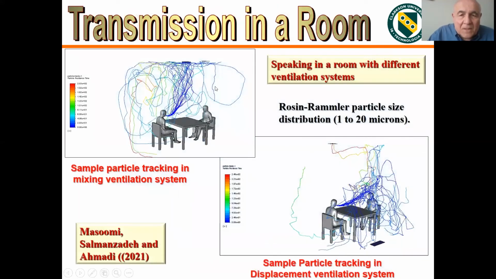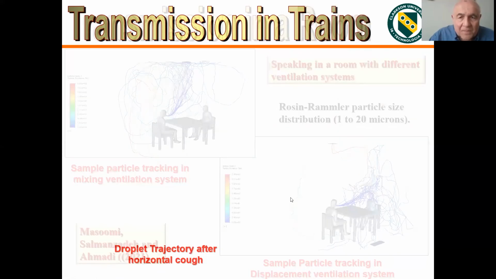This is a study of transmission in a room. Two mannequins are sitting across from each other. This is by Masumi Salmanzadeh and myself. We tested different kinds of air conditioning systems for exposure from mixing and ventilation, and this was for a speaking case. We used the distribution of size in this study. This one is mixing, and this one is displacement ventilation system.